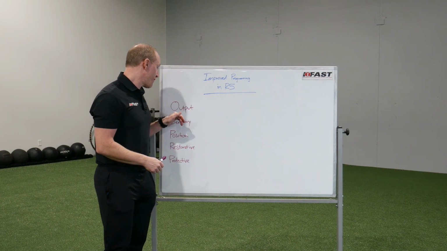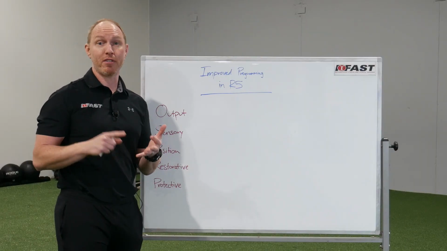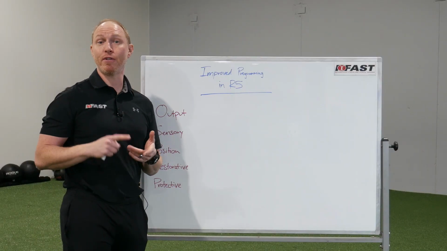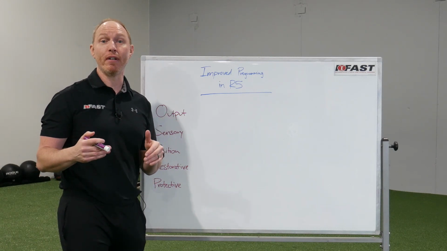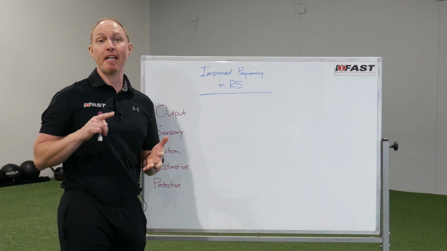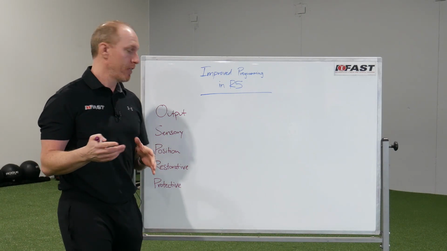The first one is very simply your output-driven activities. This is your squats, your deadlifts, your bench presses. If you're doing Olympic lifts in R5, all of these are output-driven. The goal is to get bigger, to get faster, or to get stronger. But what other options do we have?